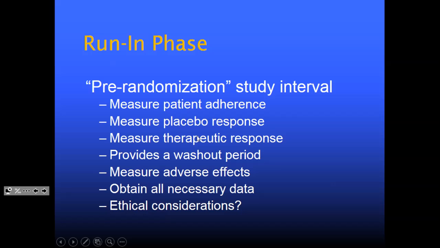Then there are patients who come and say, I feel horrible. I don't know what you're giving me. My body's not responding. All of that. The run-in also allows a washout period. If patients have been taking other medications, if they've got a cold and they're taking Airborne and vitamin C and zinc or whatever it is, you say, okay, during these next 10 days, I don't want you to take any medication. So when we start the medication on day 11, you're going to be clean. How long a washout period? Again, 4 to 5 half-lives. It also measures adverse effects, obtains necessary data, and addresses ethical considerations.